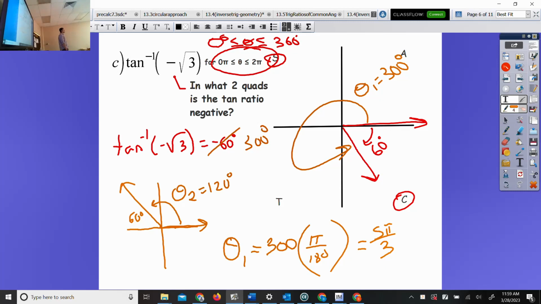The other one's 120 degrees, we've already done that one today. That's 120 is pi right. 2 pi over 3.